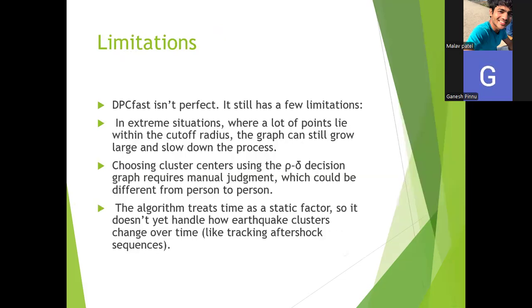No method is perfect. There are some limitations here also. DPCfast has a few limitations too. If too many points are close together, even the sparse graph can get larger and slow down. Choosing cluster centers from the rho and delta graph is still manual and may differ between users. Also, this version doesn't yet track time-based changes, so we cannot study how clusters evolve, like aftershock sequences. Still, these are problems that can be solved in future versions.